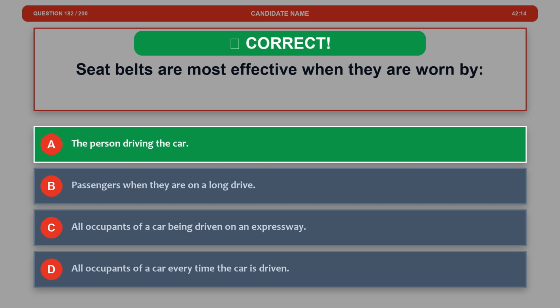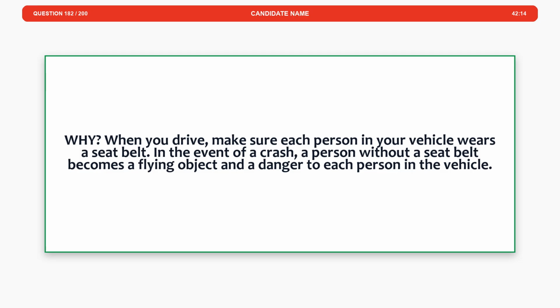The correct answer is option A, the person driving the car. Explanation. When you drive, make sure each person in your vehicle wears a seat belt. In the event of a crash, a person without a seat belt becomes a flying object and a danger to each person in the vehicle.